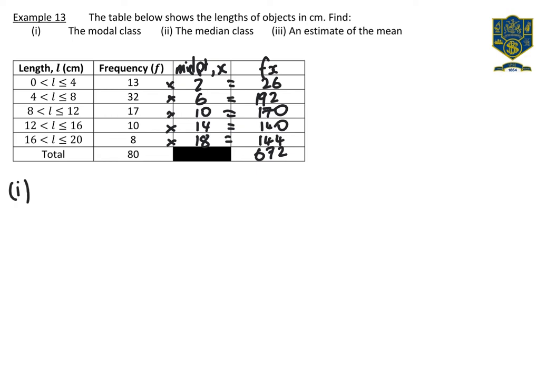So the first part is the modal class, that's the one that occurs most frequently. And we can see with the highest frequency of 32, the modal class is 4 up until 8.